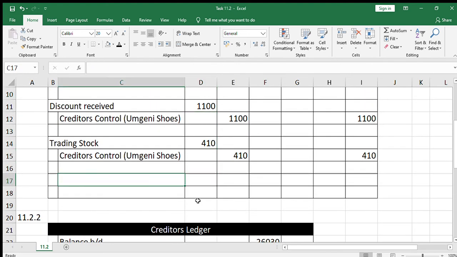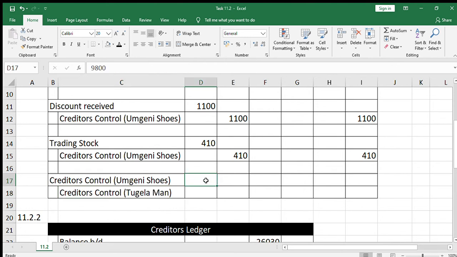We need to remove it from the creditors ledger of Umgeni Shoes. So we're going to debit creditors control of Umgeni Shoes and we're going to credit creditors control of Tugela manufacturers. You can put this in the general ledger, although it has nothing really to do with the general ledger. It's more about the creditors ledger. Okay, so that's done.